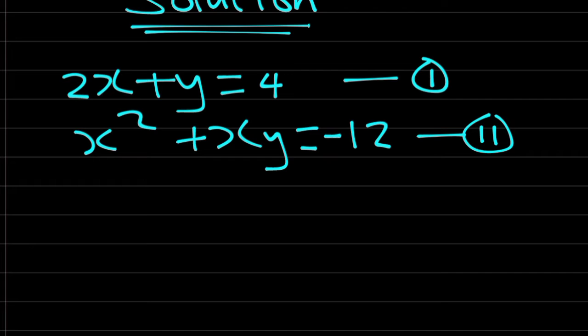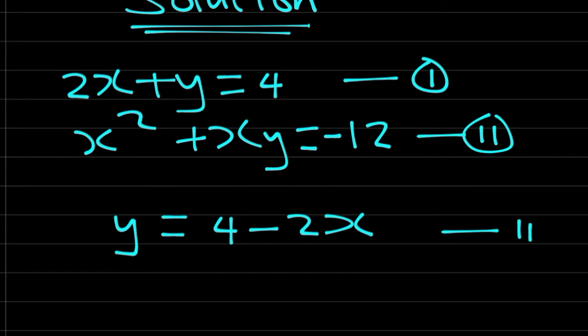I would prefer to make y the subject of the formula. You always solve in such a way that your stress will be reduced while solving. Okay, let's make y the subject of the formula in equation 1. We will just take 2x to the other side. Therefore, we have y is equal to 4 minus 2x. This is still my equation 1.